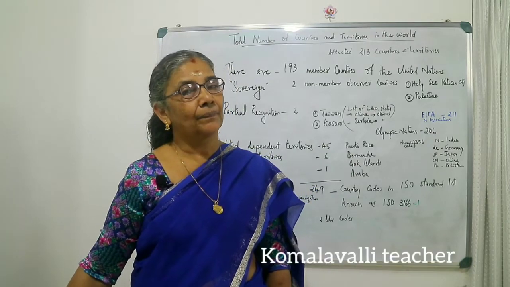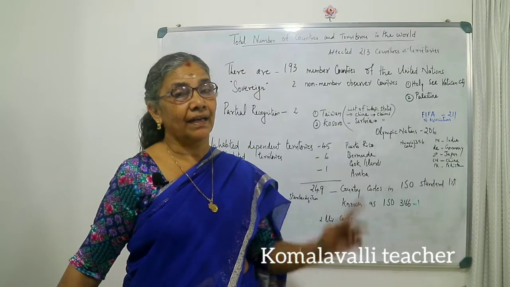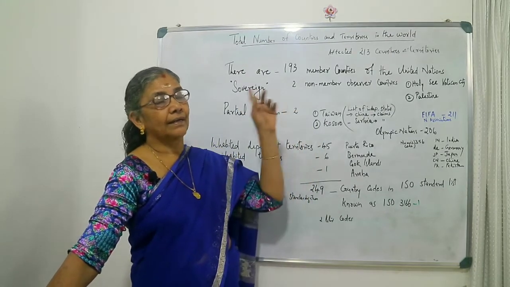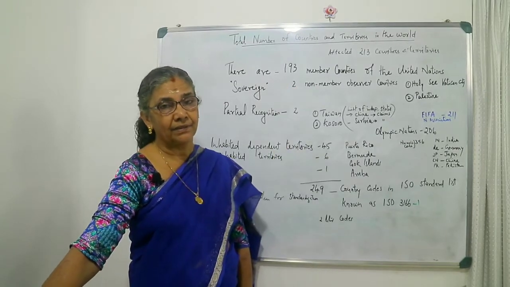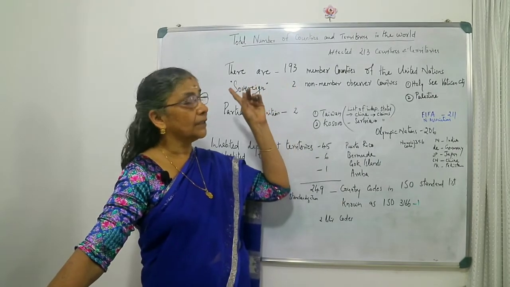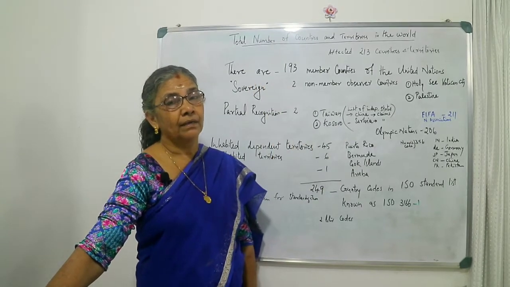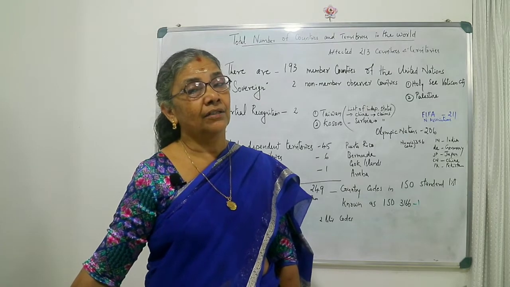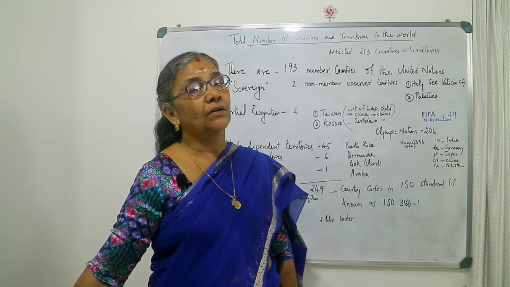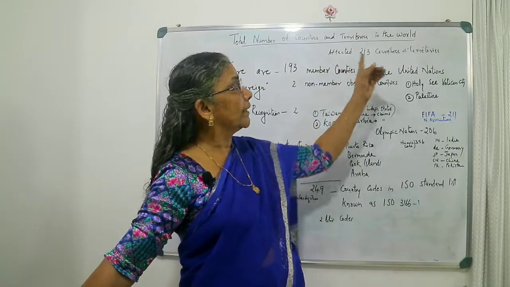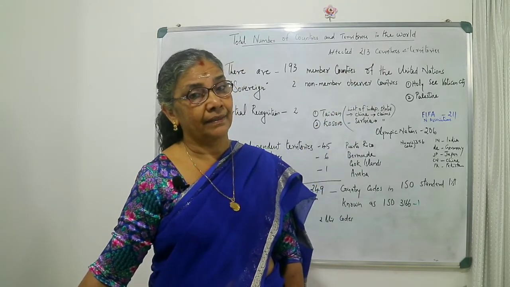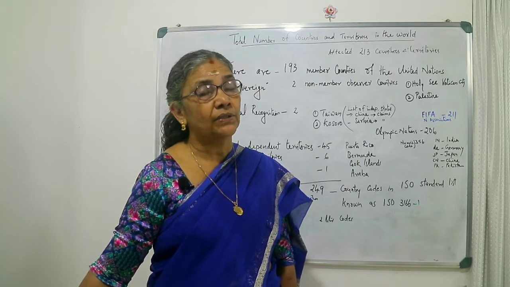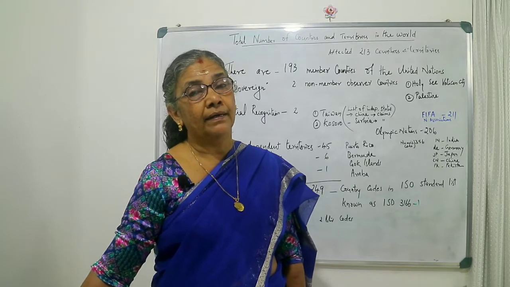Welcome to my channel. Today we can have a glance at the total number of countries and territories in the world. Why have I taken this topic today? Because when we go through the project on the impact of COVID-19 on the world, we can see that COVID has affected about 213 countries and territories. So of course we are curious to know the total number of countries and territories in the world.